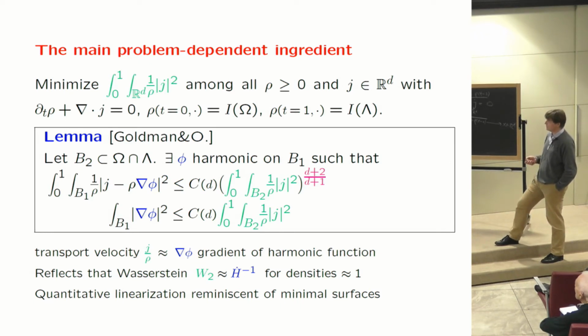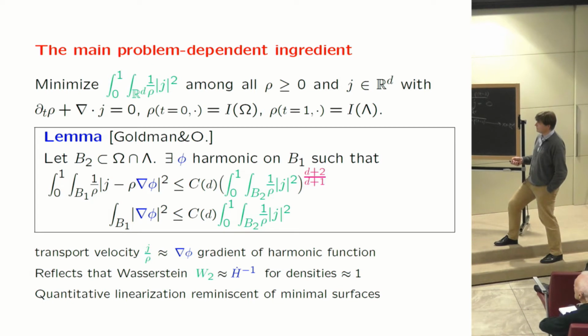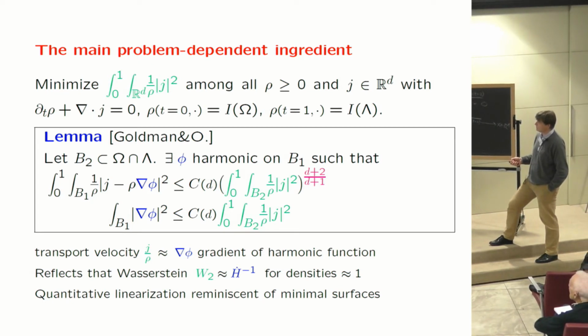Now the same thing happens here. Under the usual assumption that you're given a ball which is both in the initial and the target domain, there exists a harmonic function phi in the ball of radius 1/2, so that this energy distance between the transportation velocity, j divided by rho, and the gradient of the harmonic function is small, in the sense that this energy-type quantity is estimated by the energy to a power strictly larger than 1. And the Dirichlet energy of this harmonic function is controlled in the way you would expect.